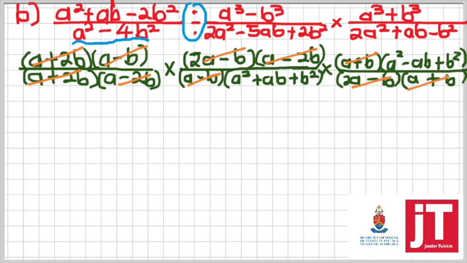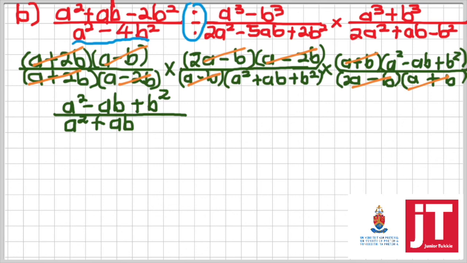There is nothing that I can do to those expressions, so I'm going to rewrite them as my final answer: a squared minus ab plus b squared over a squared plus ab plus b squared as my final answer.